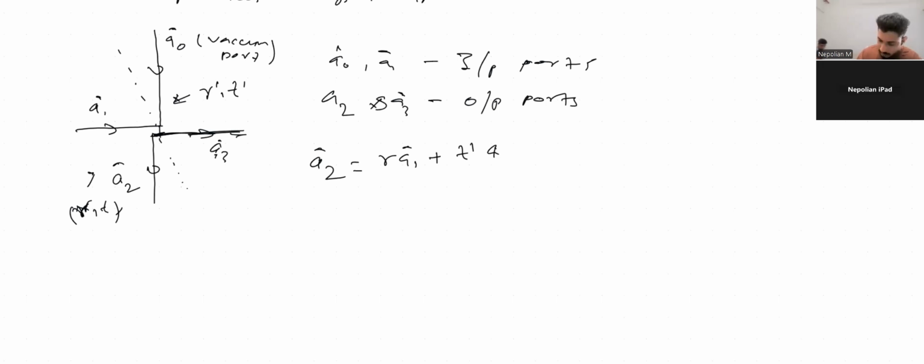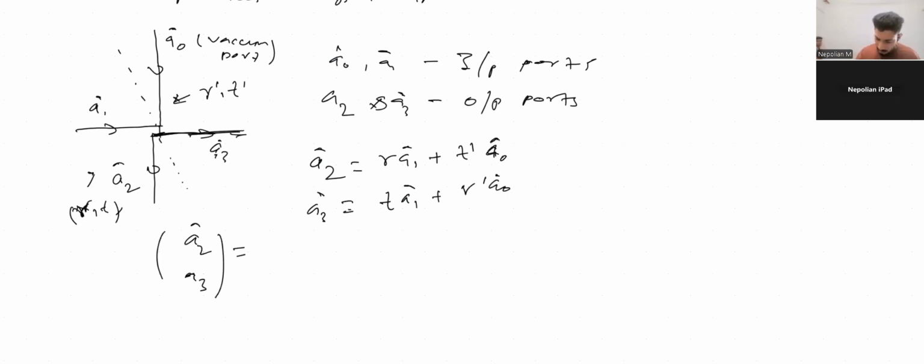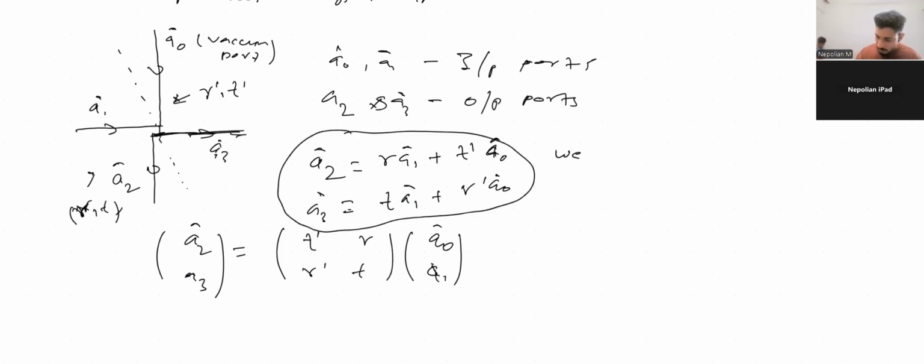A naught cap. For A3 cap, T is A1 cap plus R prime is A0 cap. So combinedly, these can be written as T prime R prime T, A0 cap, A1. So both of these equations we will use later to determine the commutator relation.